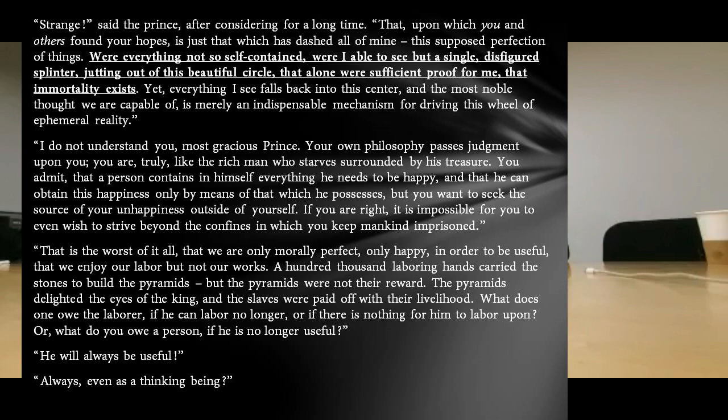Then the prince goes on, that is the worst of it all, that we are only morally perfect, only happy in order to be useful, that we enjoy our labor but not our works. 100,000 laboring hands carried the stones to build the pyramids, but the pyramids were not their reward. The pyramids delighted the eyes of the king, and the slaves were paid off with their livelihood. What does one owe the laborer if he can labor no longer, if there is nothing for him to labor upon? Or what do you owe a person if he is no longer useful? The Baron says, he will always be useful. The Prince, always, even as a thinking being?